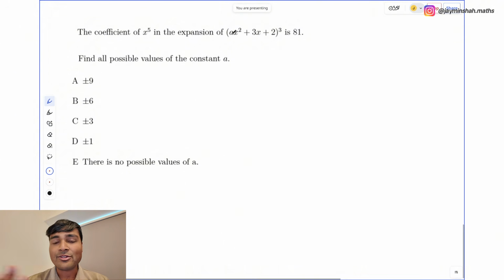This is actually a pretty elementary question in terms of the TMUA, but it's really important that you know how to solve these ones. This is essentially using the multinomial theorem, but if you don't know it super formally, that's totally fine, and let me explain it to you.